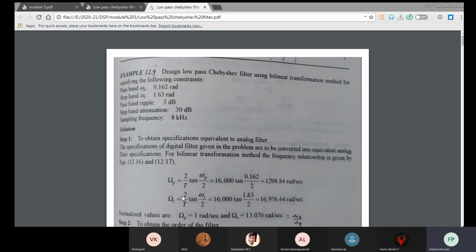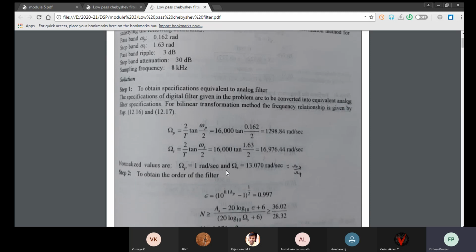In the same way, calculate omega s. The omega s formula is 2 by T tan of Ws by 2, which is equal to 16,976. For normalized values, we'll take omega p equal to 1 radian per second, and again we'll calculate omega s, as omega s divided by omega p. Whatever we get, that is omega s, that is 13.070 radians per second.